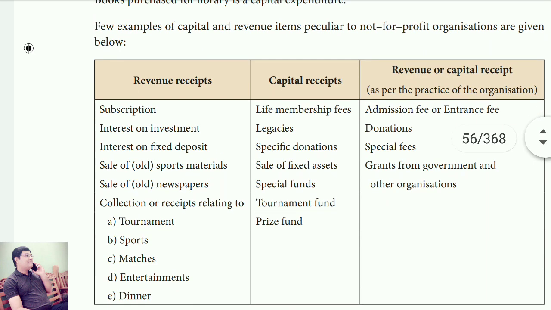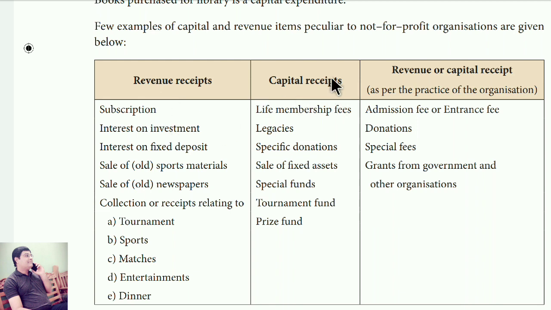Then a few examples of capital and revenue items peculiar to NPOs are given below. Read these items carefully because they are going to be asked in the very short answers. In the exam they will ask you to give 4 or 5 revenue receipt examples. So what are the revenue receipts you have to show? Subscription, interest on investments, interest on fixed deposit, sale of sports material, sale of old newspaper, etc. If you show these items, this is your 6th very short answer.